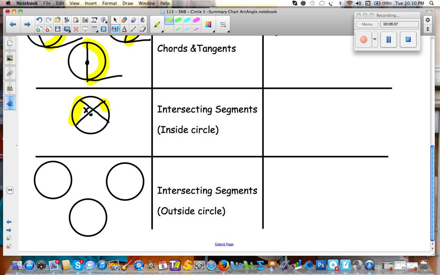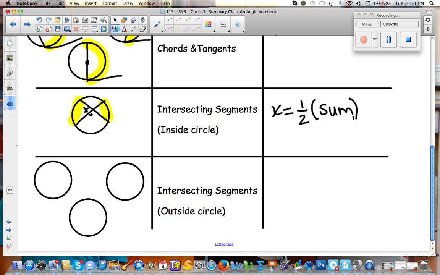And when we're talking about chords that intersect inside the circle, we know that the angle X, so I'm going to put it as an X this time, X is equal to, we're still talking about half of something, but this time we're going to sum the intercepted arcs. So you would have to sum those two arcs that are the intercepted arcs of both sides of those.